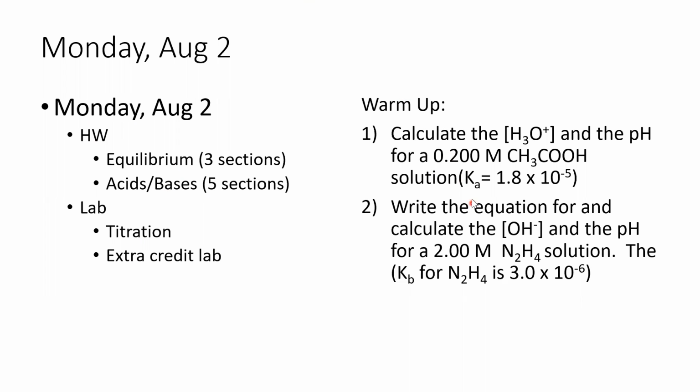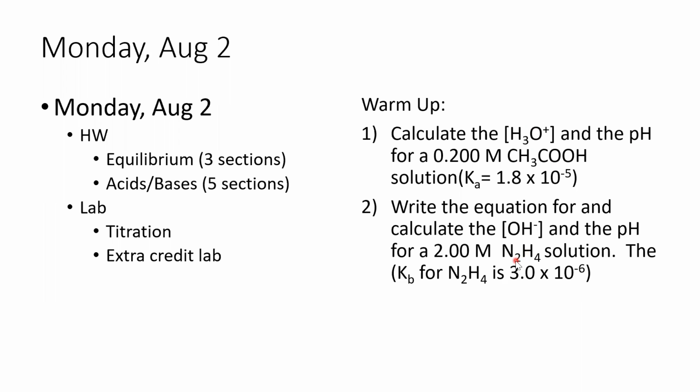So when we look at our warm-up questions, for the first one, we're told that we have a 0.200 molar acetic acid solution. Okay, we want to calculate the hydronium ion concentration and the pH. And it gives us the Ka for acetic acid. So you want to write down your acid ionization reaction, your ice chart, write a K expression, plug in your numbers, solve for hydronium, and then solve for pH.